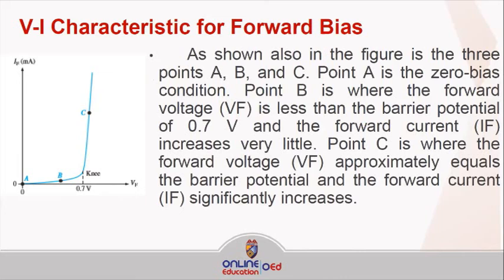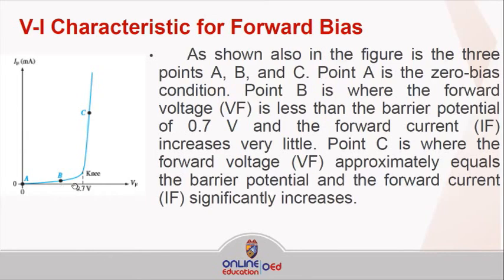Okay, now we continue. As shown also in the figure are the 3 points, A, B, C point. Okay, ito yung point A, point B, and point C. At point A is the zero bias condition, 0 volts pa lang, tsaka 0 yung IF. Okay, then the point B, this one, is where the forward voltage VF is less than the barrier potential of 0.70 volts, and the forward current increases very little. Okay, tumaas lang ng konti yung IF natin dito.